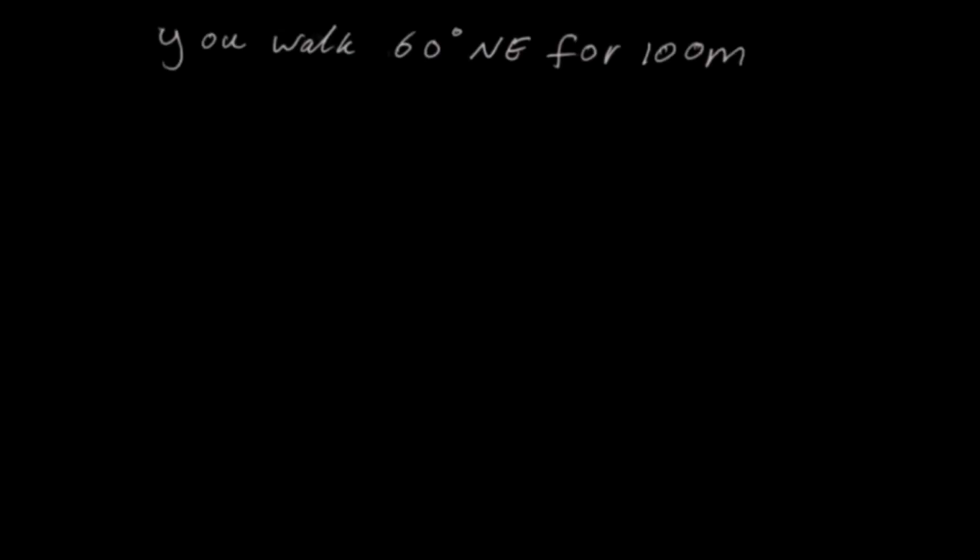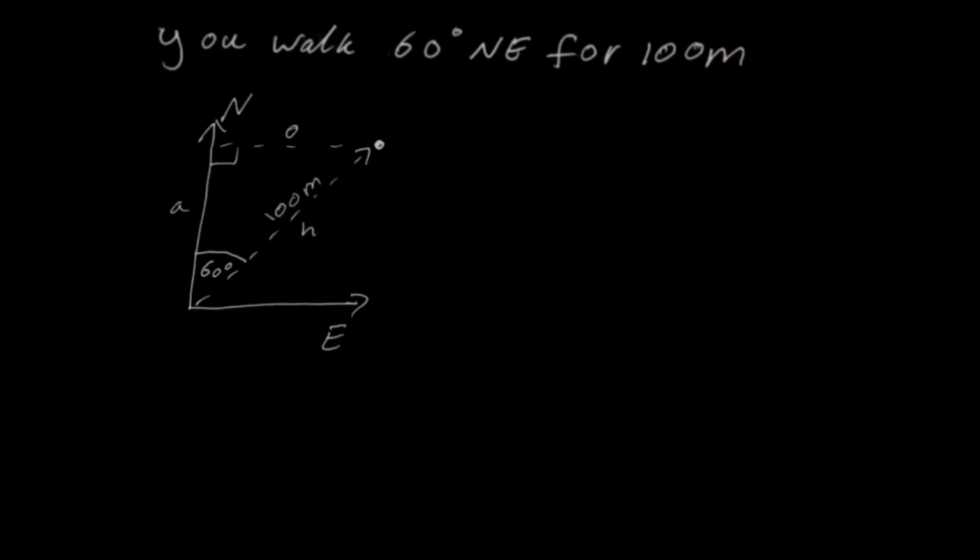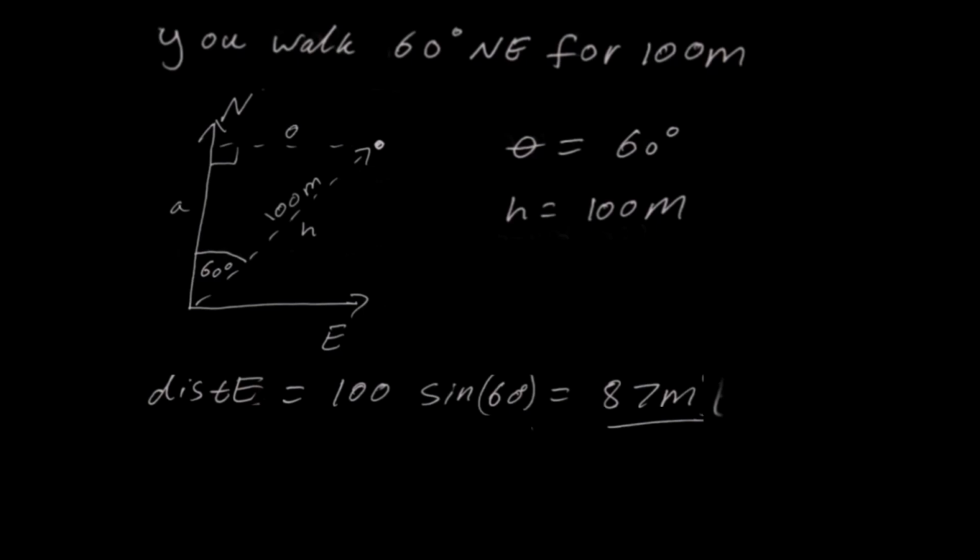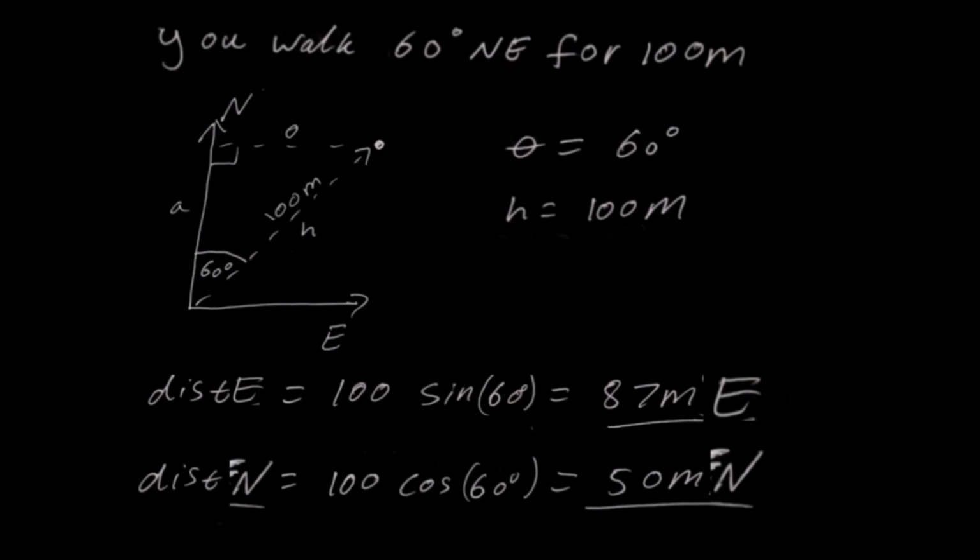So we walk 60 degrees northeast for 100 meters, and here's the kind of scruffy diagram I would draw as opposed to the one we saw previously. Our theta of 60, our hypotenuse is 100 meters. This means our distance east will wind up being 100 sine 60, which will give us 87 meters in an easterly direction. Likewise, calculating our distance north will be 100 cosine of 60, which will give us 50 meters in the northerly direction. It's a relatively simple trig in this particular case.